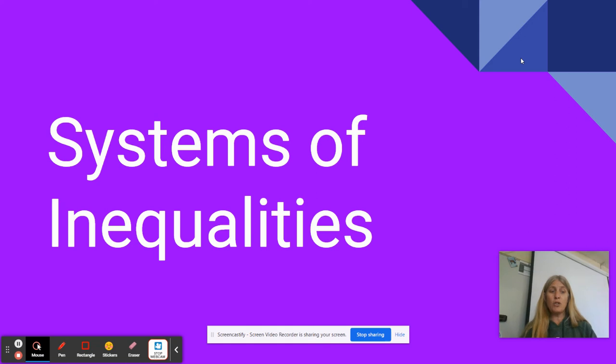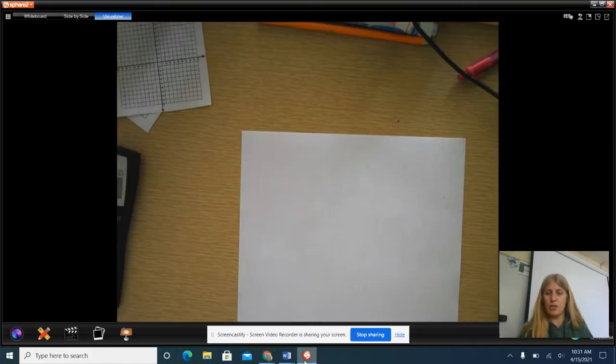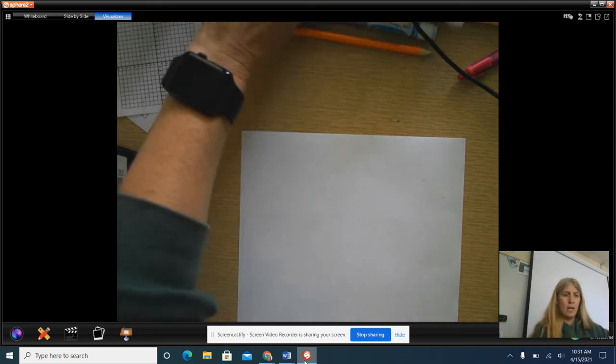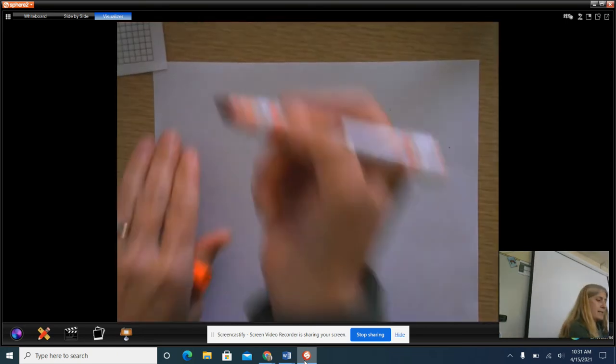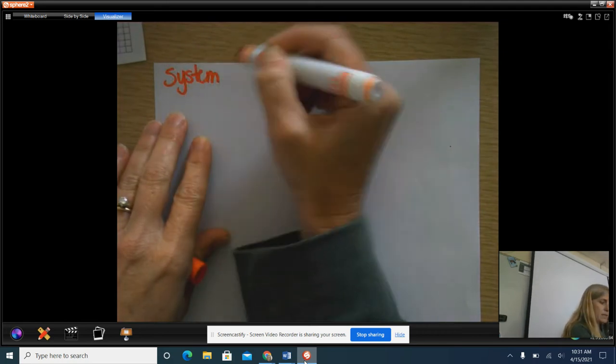So we're going to be graphing two inequalities on a single coordinate grid. Let's go ahead and jump on in and get to work. So we are working with systems of inequalities.